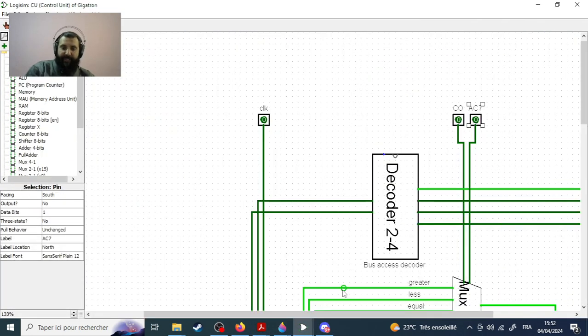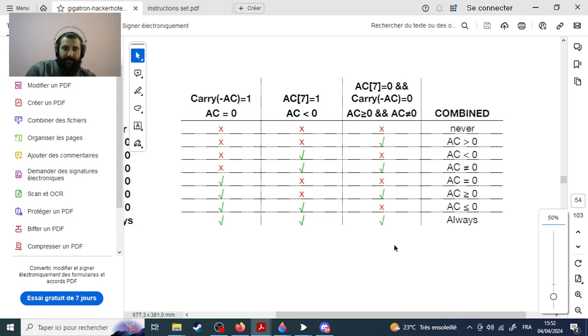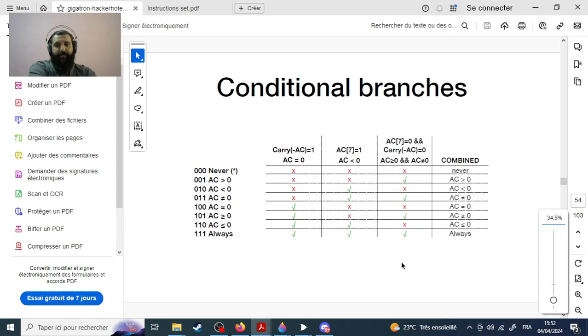Only one is true. And we will try to implement this table using, do you have questions? It's very important. It's somehow complicated. Did you understand that? Should I repeat this table? Sir, AC greater or equal to zero? Yes. AC greater or equal to zero.